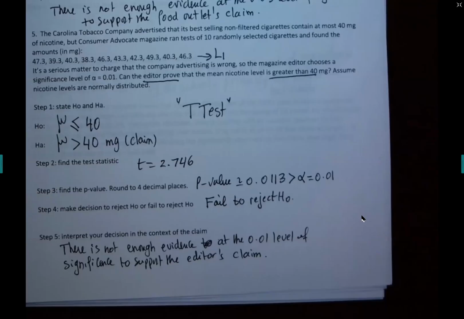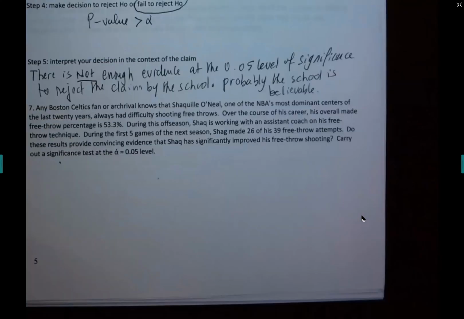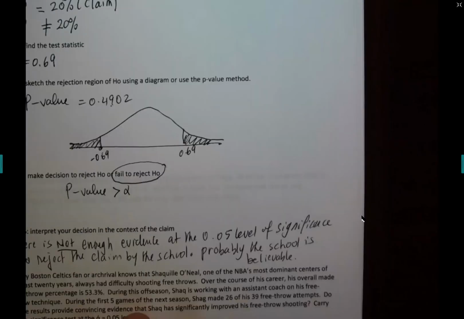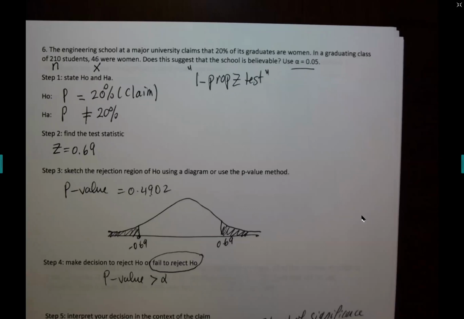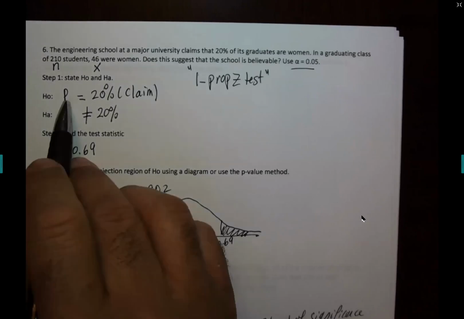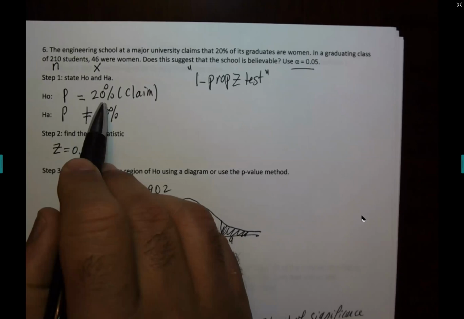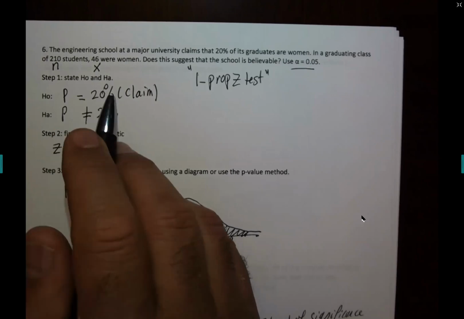All right. Next, number 6. I think we did that one as well. The engineering school at a major university claims that 20% of its graduates are women. So now it's a percent. In a graduating class of 210 students, 46 were women. Does this suggest that the school is believable? All right. So the claim here, guys, is that P is 20%. So now the claim is in H0, not in HA, which is good because I want to show you the other two scenarios. So the alternative will be not equal to 20%.